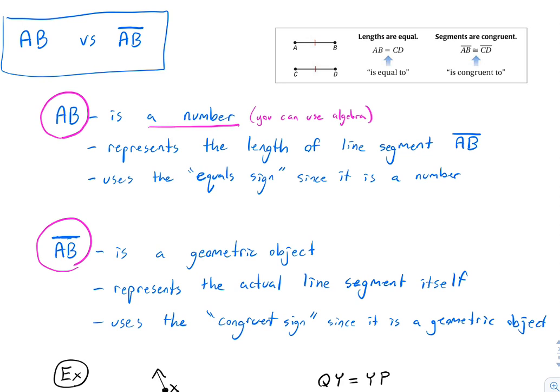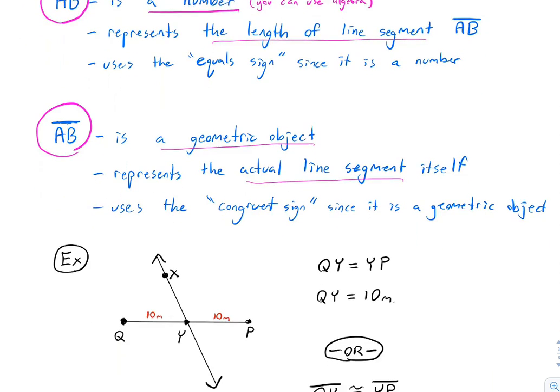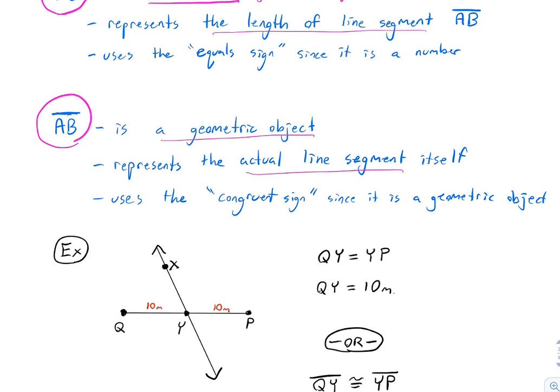Whereas down below, AB with this line segment over it, that means we're talking about now the actual line segment. I could pick that line segment up in my hand. I could walk it somewhere else. I could erase its name and change AB to be named CD, but it is the actual line segment that we're talking about. Okay, so the big difference is the top one is a number. It's the length of the line segment, and the bottom one is a geometric object, and it represents the actual line segment.